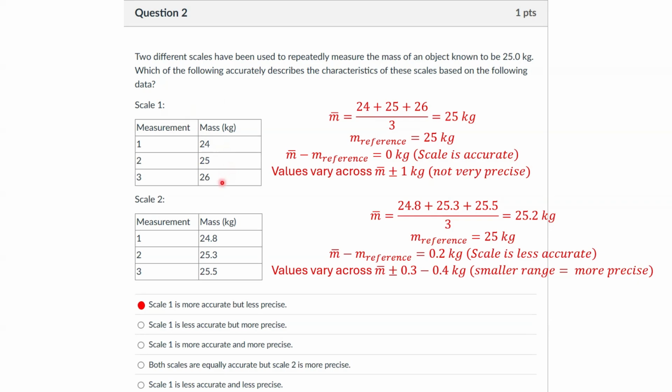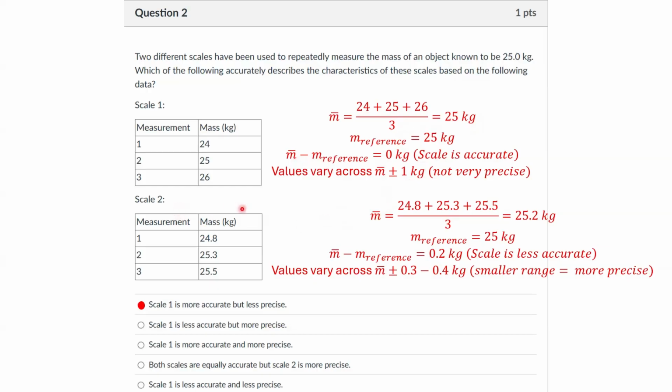So when we look at this sample of data and create the average value, it would be 24 plus 25 plus 26 divided by 3, which would give us an average value of 25 kilograms, which happens to be equal to the reference value, meaning this scale is accurate. The uncertainty or the difference between reference and average is 0.